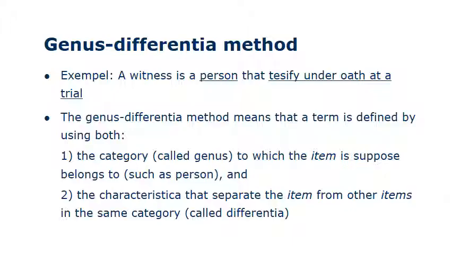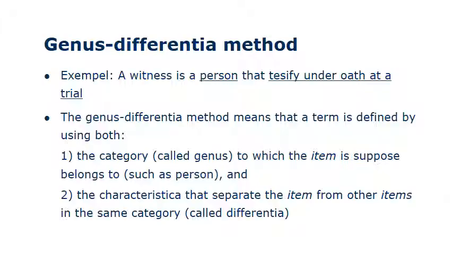An example of a definition is a witness. A witness, the term that you want to define, is a person that testified under oath at a trial. So first in the definition here you can find the category to which the witness belongs, which is a person. And then you also specify what differs the witness from other persons, namely that the witness testified under oath at a trial.